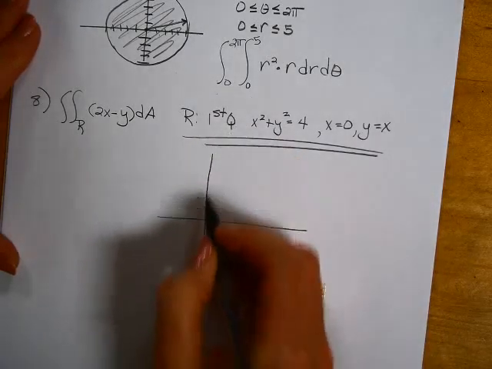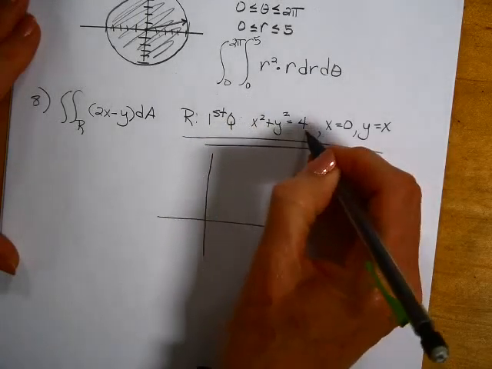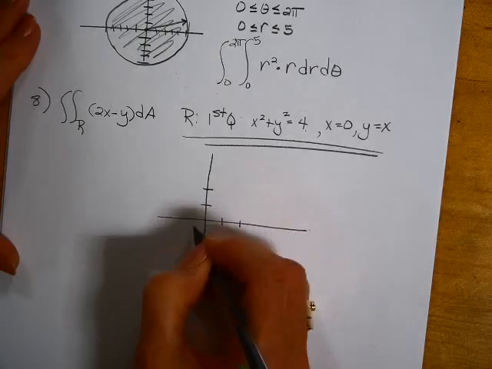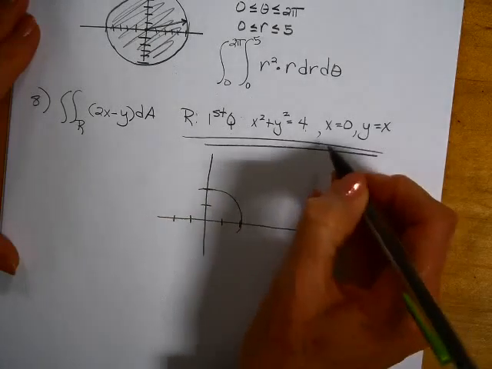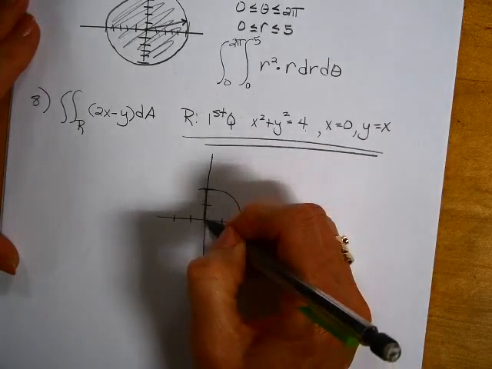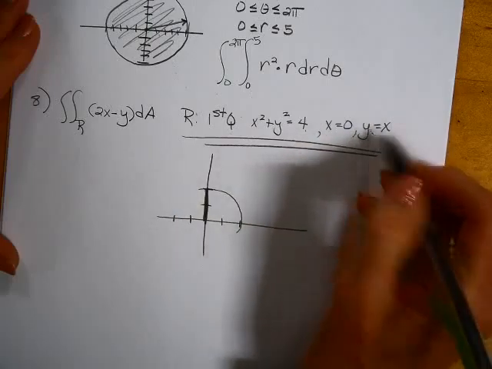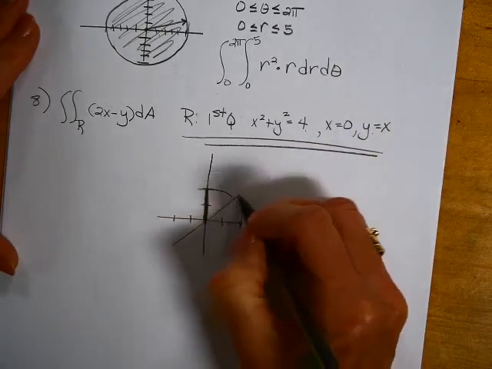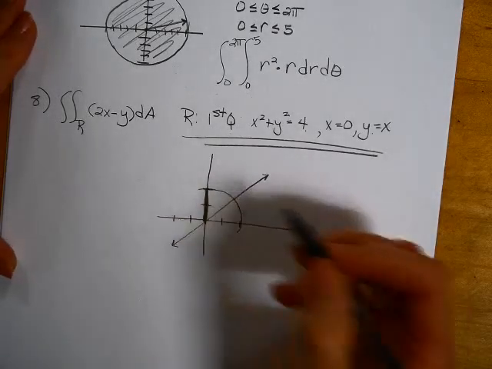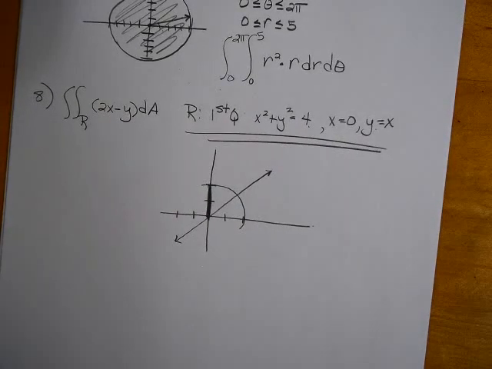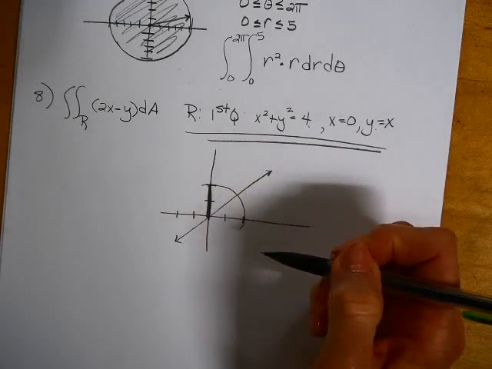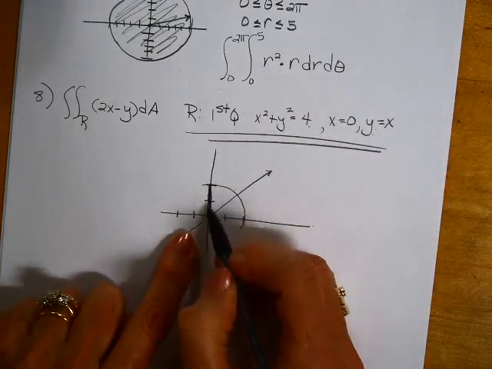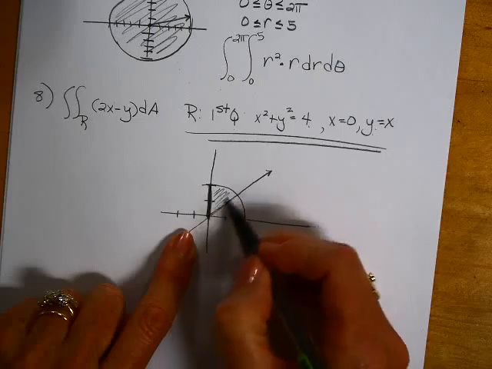You're in the first quadrant. X squared plus y squared is equal to 4. That's a circle with a radius of 2. So I'm going to draw at least that part in the first quadrant. The line x equals 0, that is your y-axis. And the line y is equal to x, which is that line right there. Now, which part of this thing am I integrating over? I need to know which part to shade. Do I shade this upper part or this lower part? The upper part, because it's bounded by x equals 0 and this line. This is the part that I need.